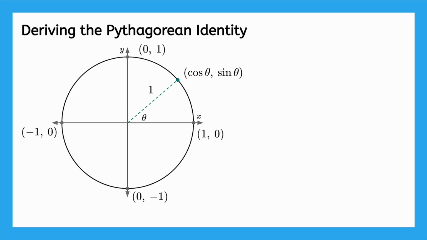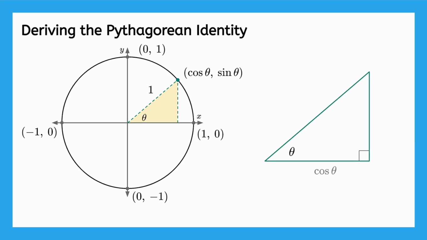Why is it called the Pythagorean identity? If you remember back to conic sections, we actually derived the equation of a circle from the Pythagorean theorem. We can visualize these relationships using right triangles, where the length of the leg adjacent to a specific angle is equal to the cosine of that angle. The length of the leg opposite that same angle is equal to the sine of that angle, and the hypotenuse is 1.